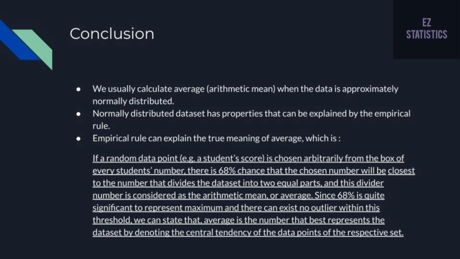Since 68% is quite significant to represent the majority and there can exist no outlier within this threshold, we can state that average is the number that best represents the dataset by denoting the central tendency of the data points of the respective set.